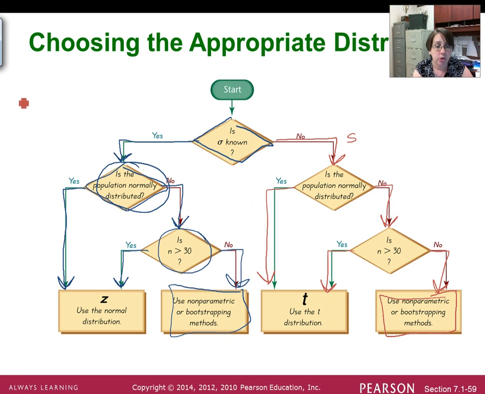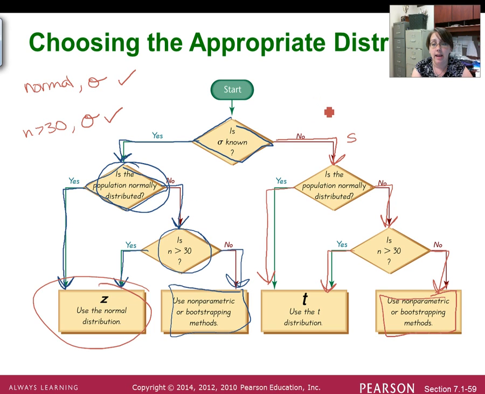So, you have to have normal and sigma. Then you're good. You have to have n greater than 30 and sigma. You're good. Either one of those routes would get you to the z-score. If you don't have sigma, then that's okay. You would have an S. But you still have to ask if it's normal, then you're good. If you have S and it's n greater than 30, then you're good. If not, you cannot do the problem. So you have to have one of these cases to be able to continue.